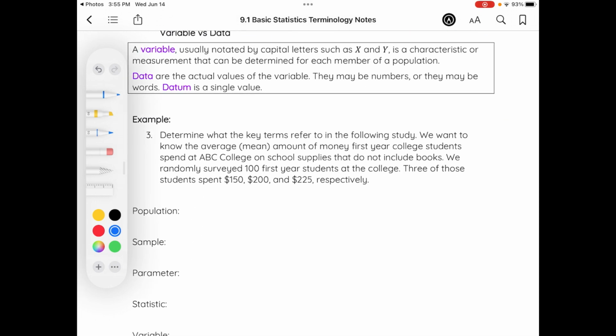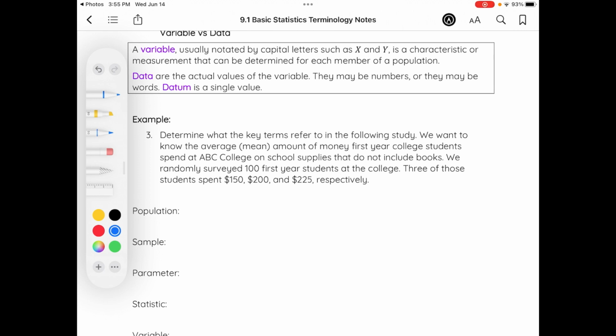A variable, usually notated by capital letters such as X and Y, is a characteristic or measurement that can be determined for each member of a population. Data are the actual values of the variable. They may be numbers or they may be words. Datum is a single value.